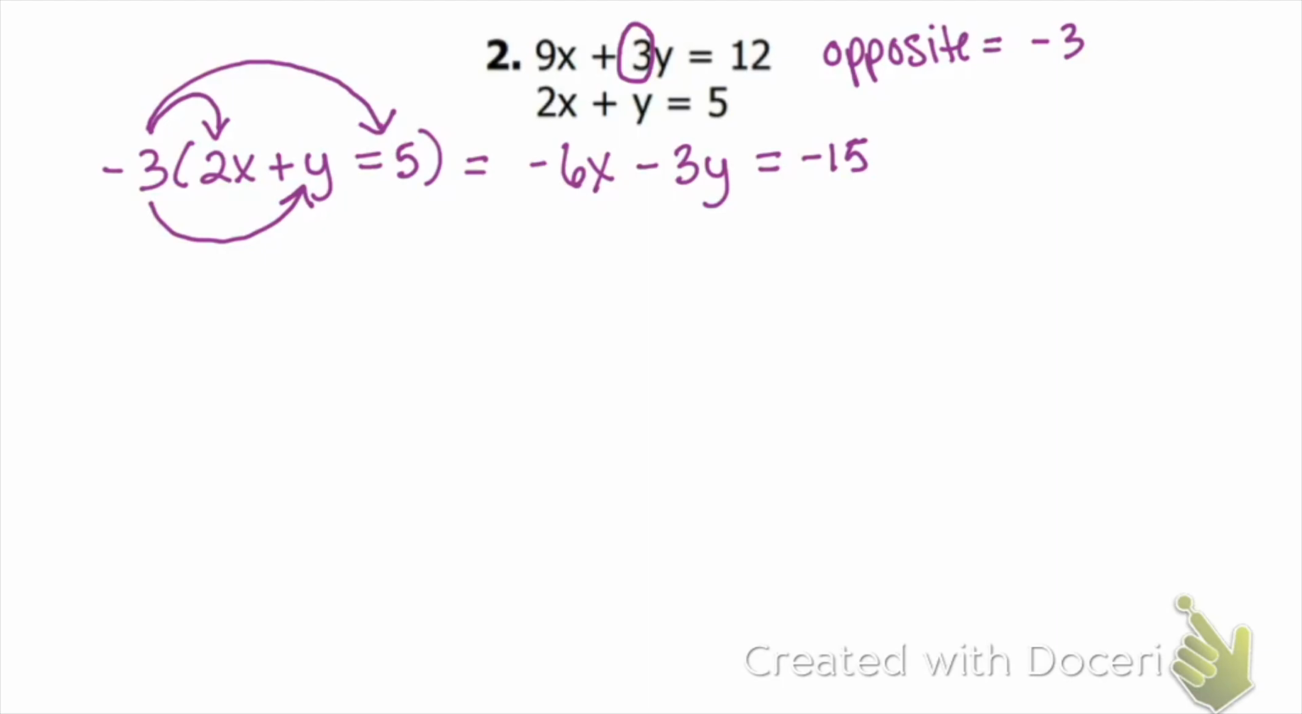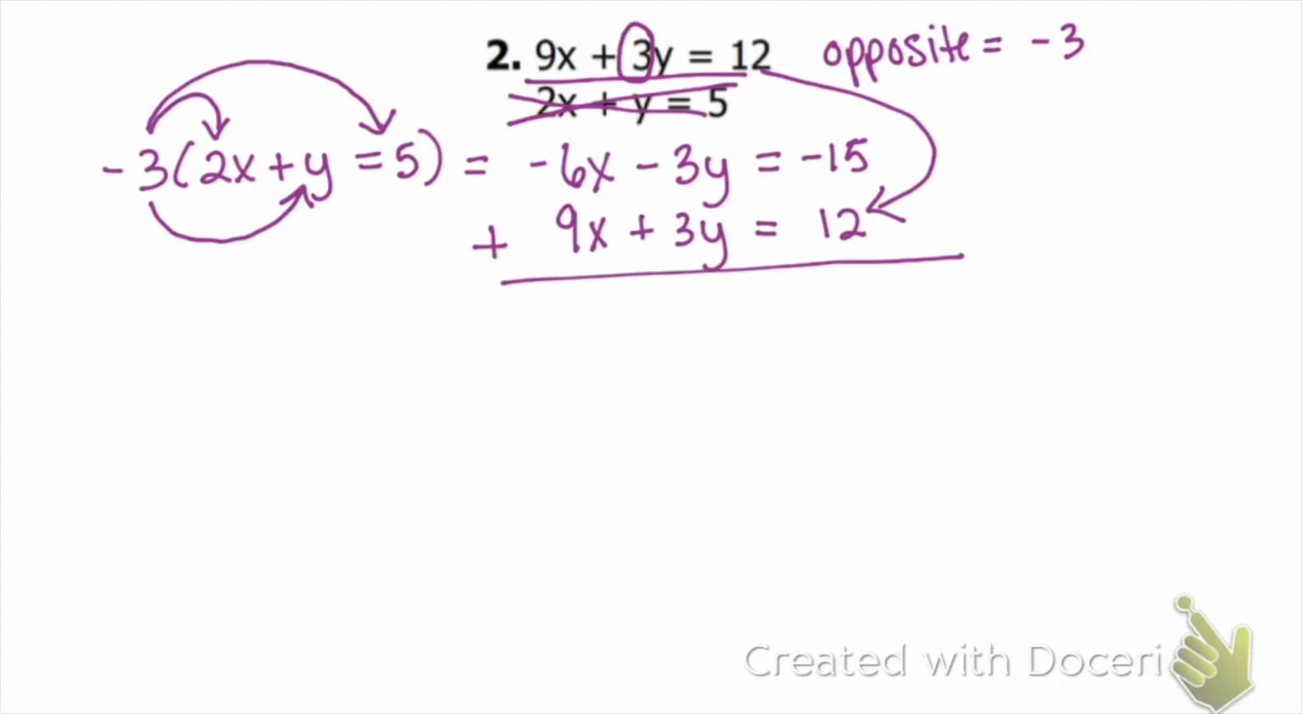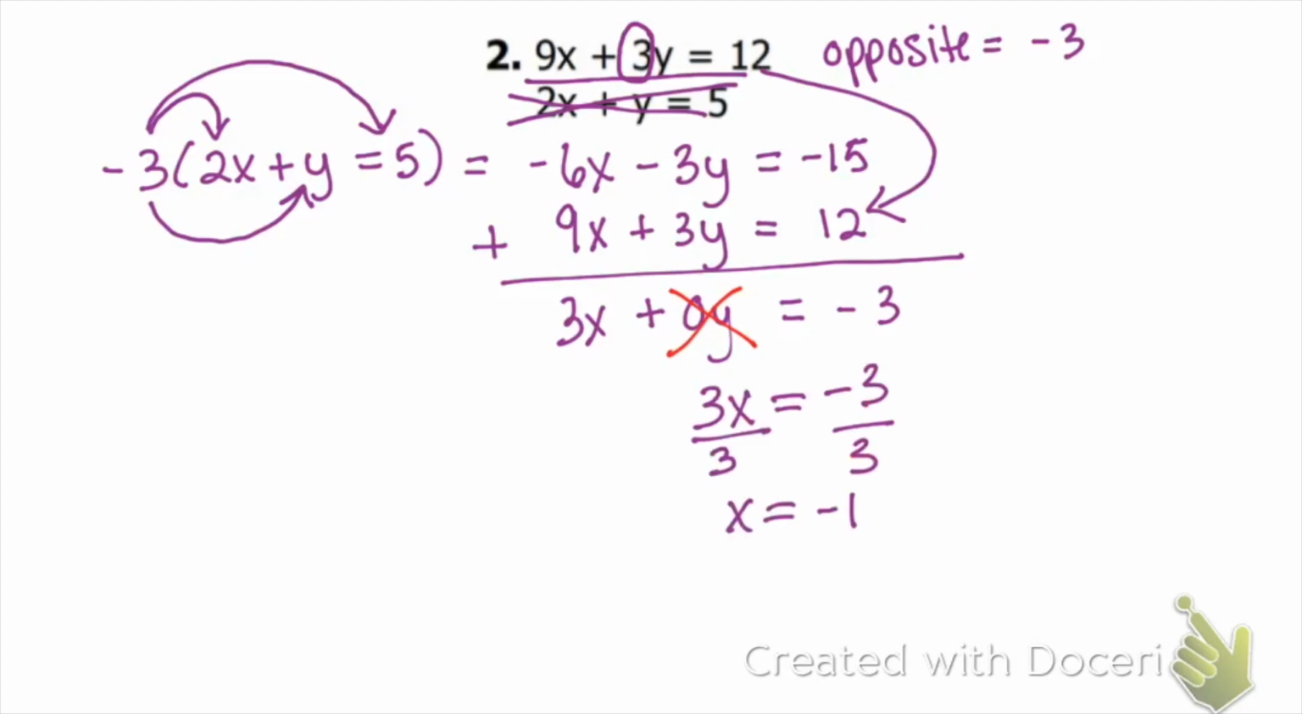And then because you changed that second equation, you're not going to add the second equation with that. You want to add the first equation that you haven't done anything with yet. So you're going to bring that down and add it down. So negative 6 plus 9 would turn into 3x. Negative 3y plus 3y cancels out your y's, giving you 0y. And then negative 15 plus 12 gives you negative 3. So you just solve for x. Divide by 3, and you get x equals negative 1.